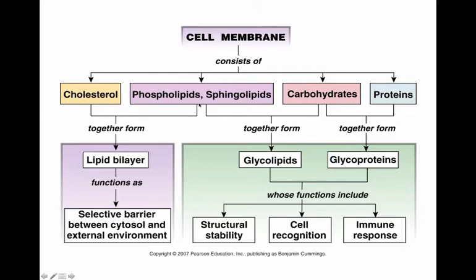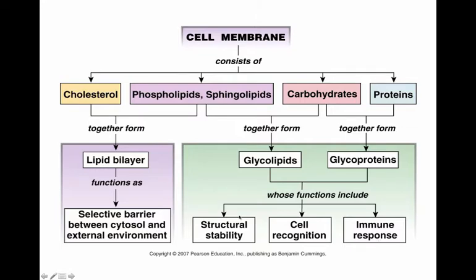The phospholipids, sphingolipids, and carbohydrates come together to form glycolipids. Carbohydrates and proteins come together to form glycoproteins. And their functions include structural stability, cell-to-cell recognition, and immune responses.